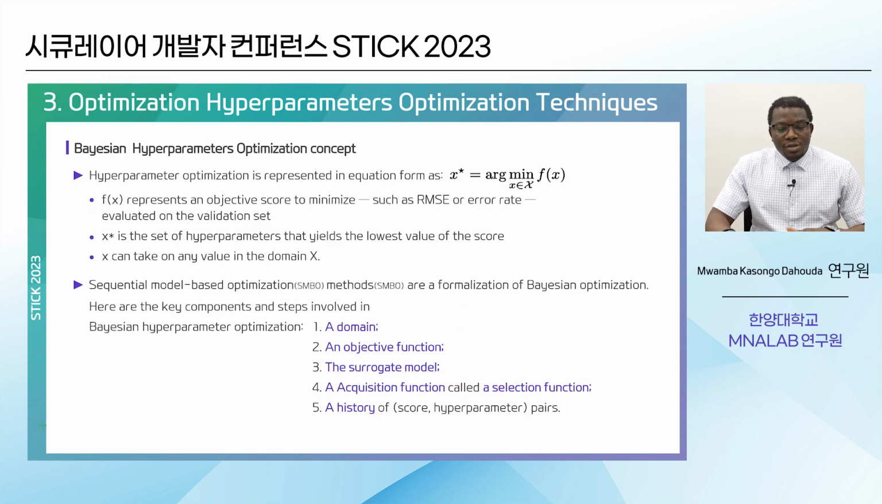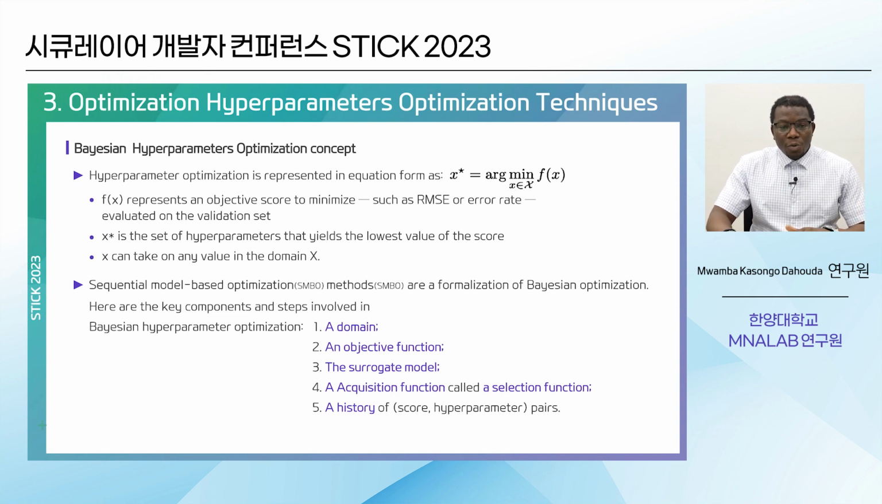Bayesian HPO is a powerful technique for tuning the hyperparameters of machine and deep learning models. And HPO is described in equation form as x* = argmin f(x). Here, f(x) represents a function to minimize. x* is the set of hyperparameters that yield the lowest value of the score. And x can take any value in the domain X.